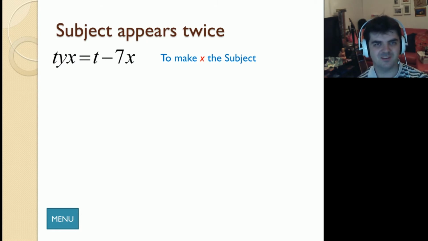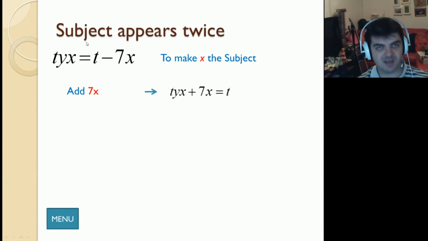First thing we're going to need to do is get all our x terms together. So to do that, we're going to need to move the minus 7x over to the other side. And to do that, the minus 7x will become plus 7x. So it will give us tyx plus 7x equals t. Now, what we're going to do is take x out as a factor, because that's a common factor between these two terms here.